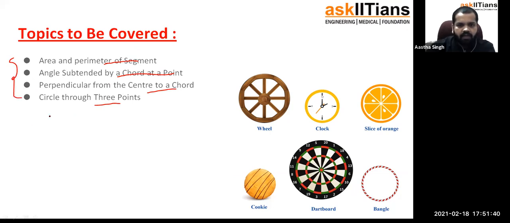So first point is area and perimeter of segment. Let me tell you what is segment. A segment is the area that is traced out by a chord. If a chord is there, then the chord will divide the circle into segments. One will be the minor and another will be the major. But if your chord is your diameter, then both are semicircles. And in this case, this is your minor segment. I think the point is clear to you.